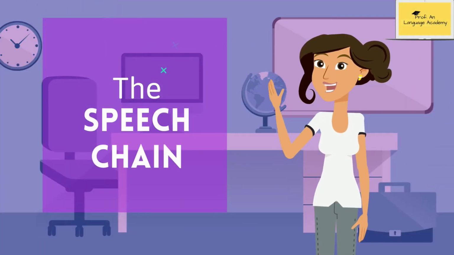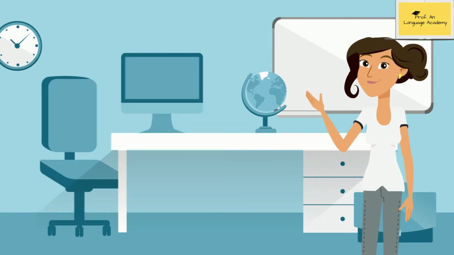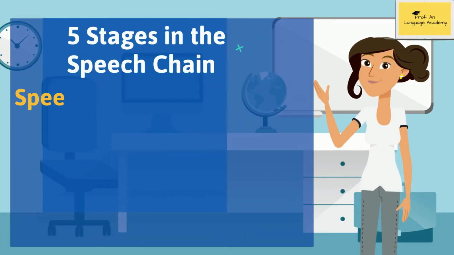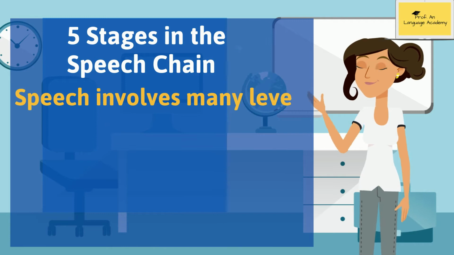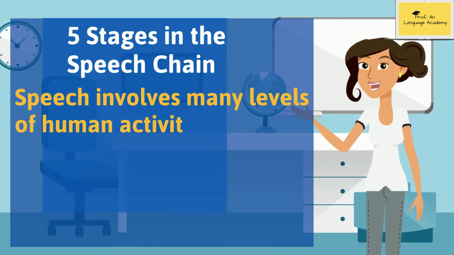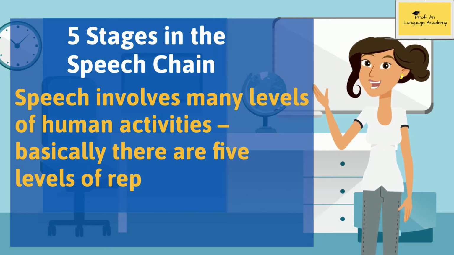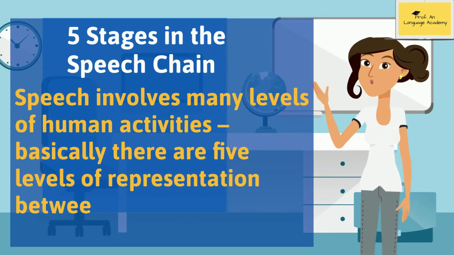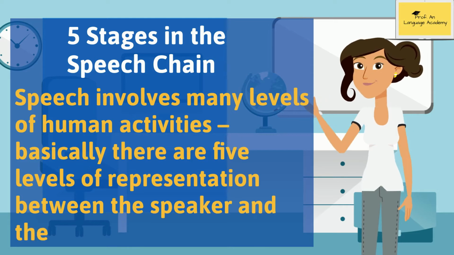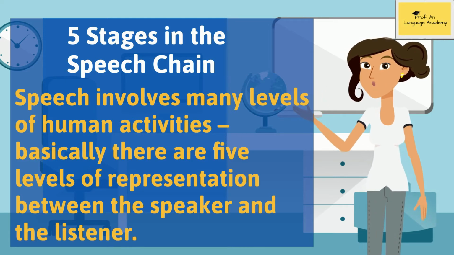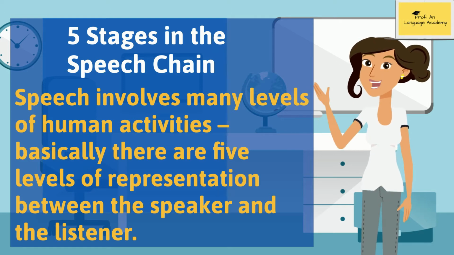There are many ways of exchanging ideas in our society, but speech is the most convenient form of communication. Speech involves many levels of human activities. Speech communication consists of a chain of events linking the speaker's brain with the listener's brain. This chain of events is called speech chain. Basically, there are five levels of representation between the speaker and the listener.